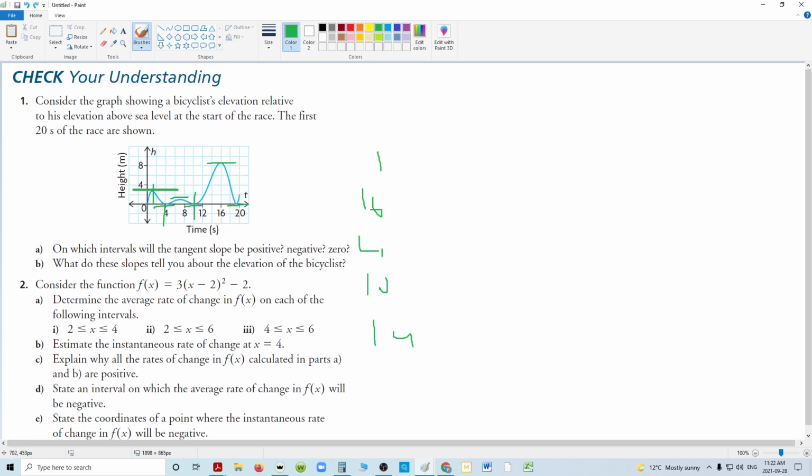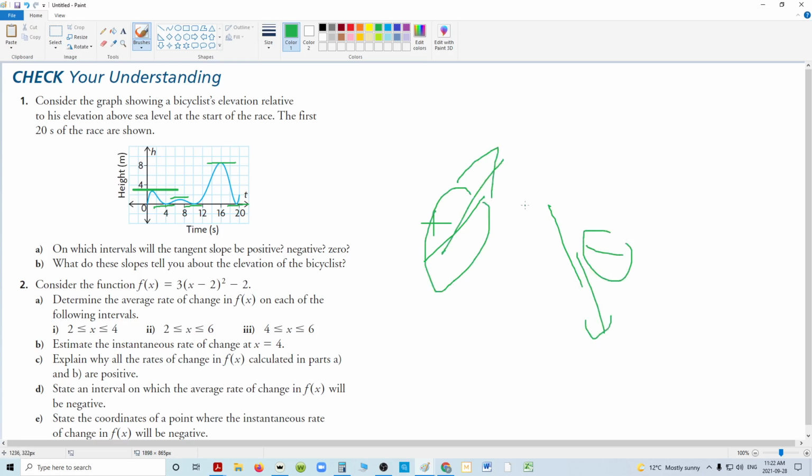What do the slopes tell you about the elevation of the bicyclist? Well, the positive slopes tell me he's going away from sea level. The negative slopes tell me he's going towards sea level. In other words, he's going up a hill and down a hill.